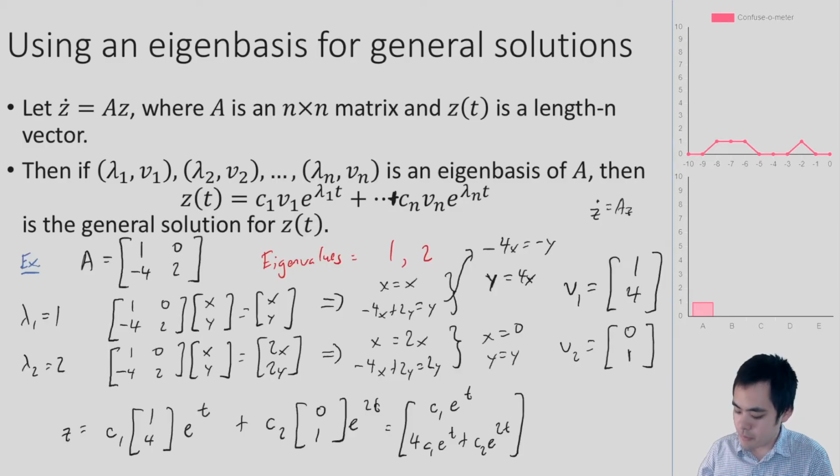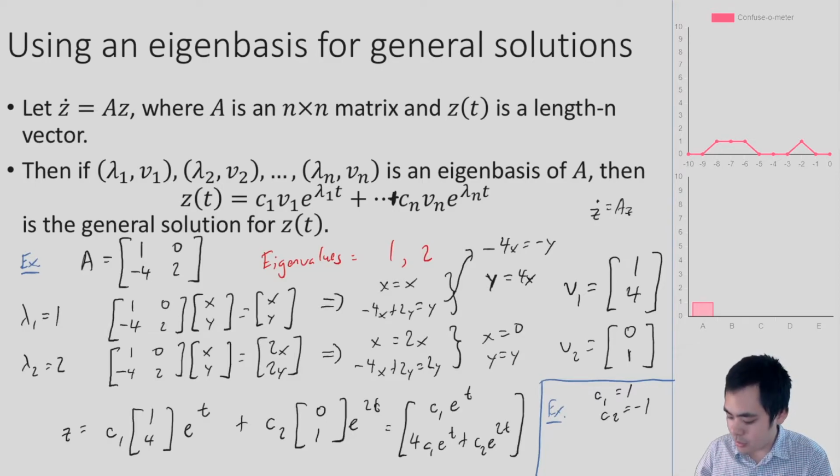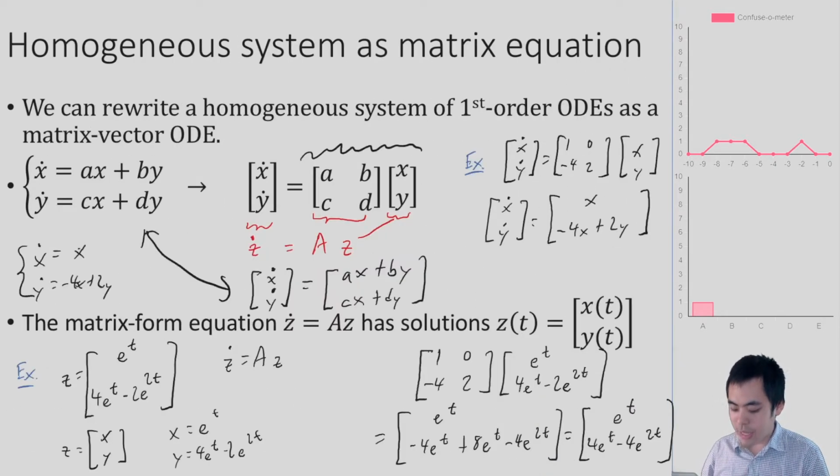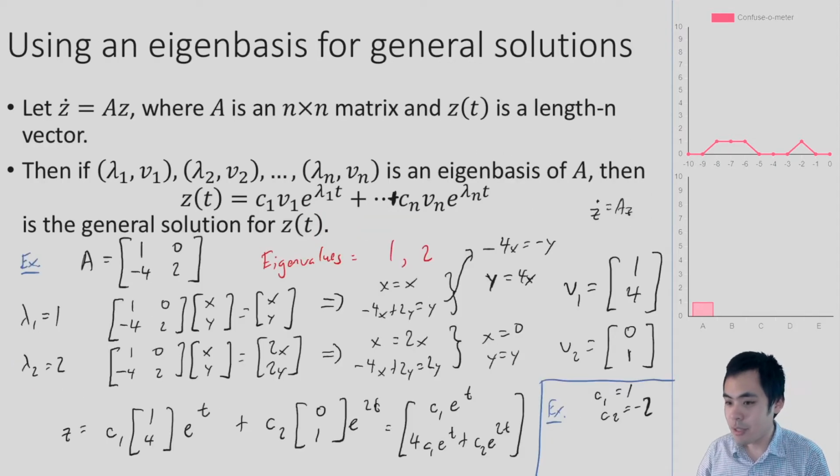You'll notice that in one example, if we set, say, c1 is equal to 1 and c2 is equal to minus 2, remember, I gave you this example, 4e to the t minus 2e to the 2t. It turns out that this is a specific example for some initial values. And so if you set that, then you are left with e to the t, 4e to the t minus 2e to the 2t.